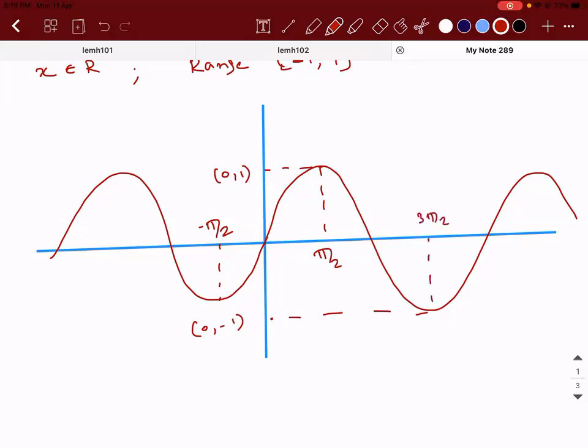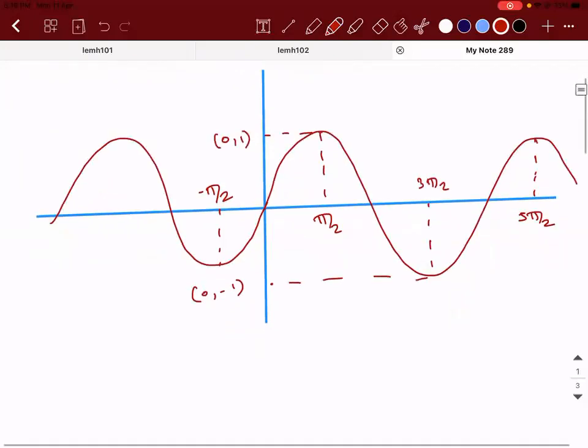3 pi by 2, leave it. Then what about this? 5 pi by 2 is giving you a 1. So if you write the general solution, what will you get? Pi by 2, 5 pi by 2, 7 pi by 2, 9 pi by 2. It keeps on going. All those values will generate 1. So many values from the domain are mapped to the same value 1. So it's a many-to-one function.